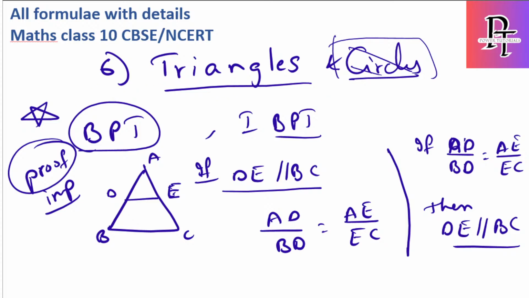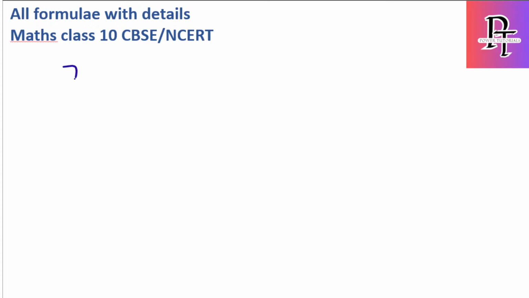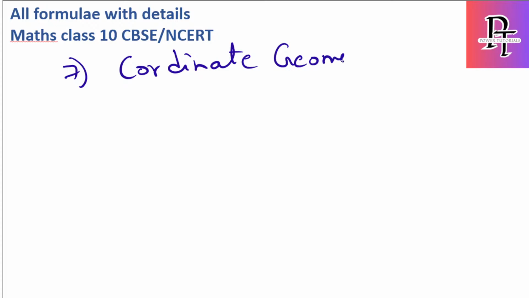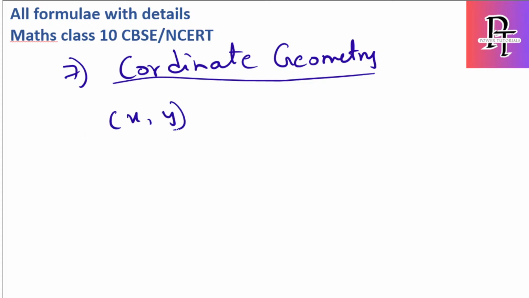Next, the 7th chapter is coordinate geometry. Coordinate geometry is again an easy chapter. Here we have only two formulas; in detail, you could say three formulas. Coordinate geometry means we have two things, x and y. x we call the abscissa, and y we call the ordinate.